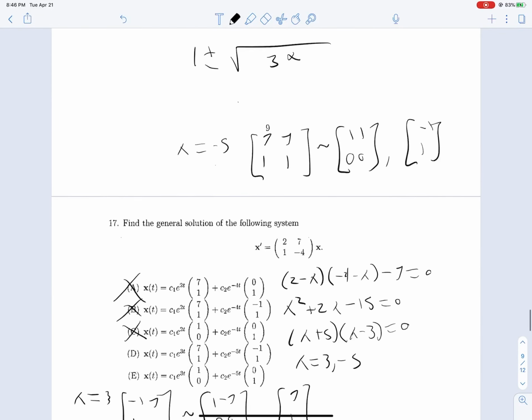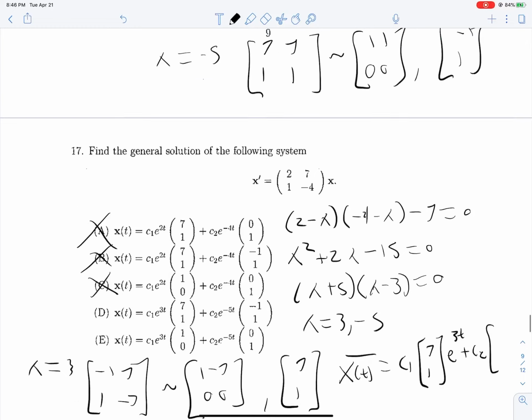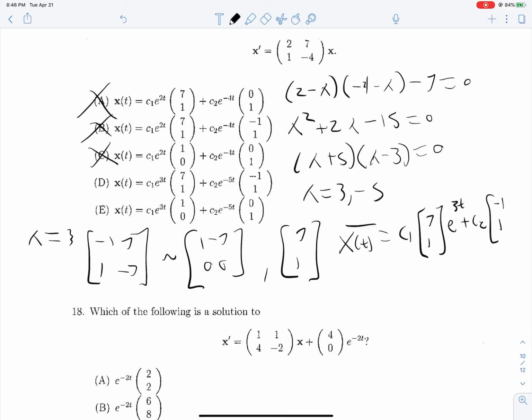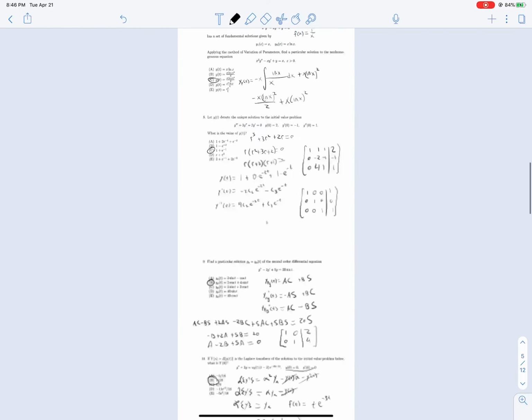That's some space. As a result, we can write our x of t as c1 v1, so (7, 1) e to the lambda 1 t, which was 3t, plus c2 (-1, 1) e to the negative 5t, and that is option D for 17.